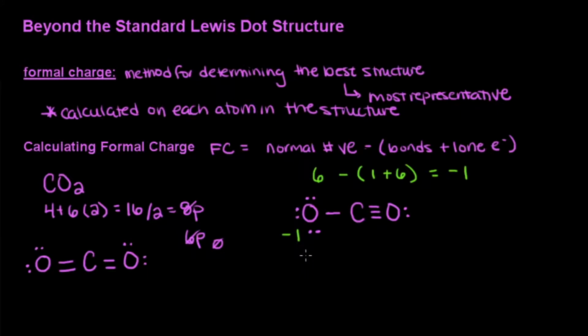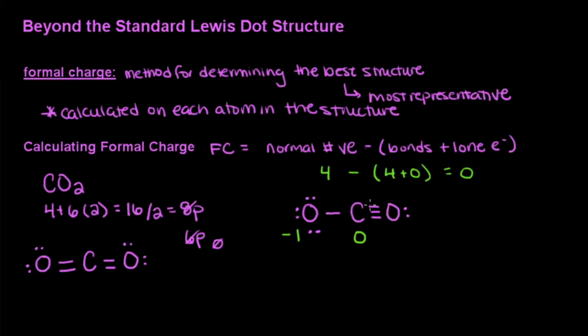Again, this is just a method that is going to, as soon as we're done calculating all of them, help us determine which structure is correct. All right, so now let's calculate the formal charge on the carbon that's in the middle. How many valence electrons does carbon have? Carbon has 4 valence electrons minus the bonds, 1, 2, 3, 4, and any lone electrons, which there are none, on that carbon. So 4 minus 4 is 0. So carbon has 0 formal charge.